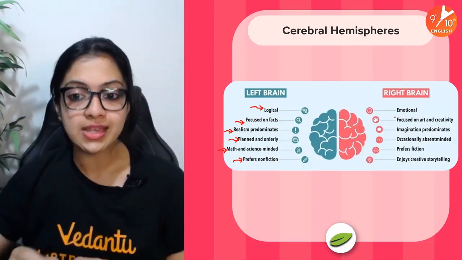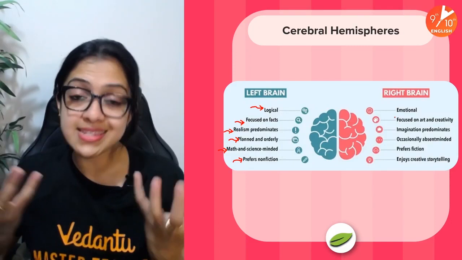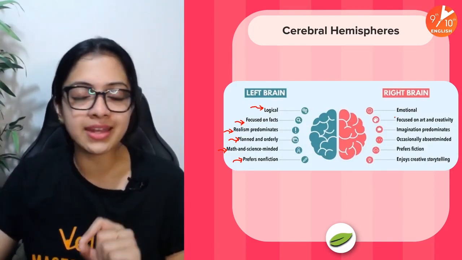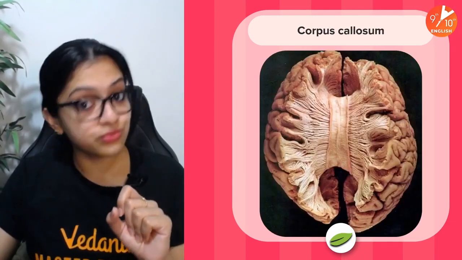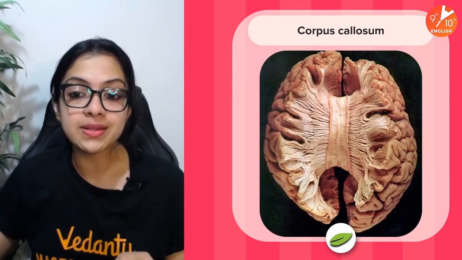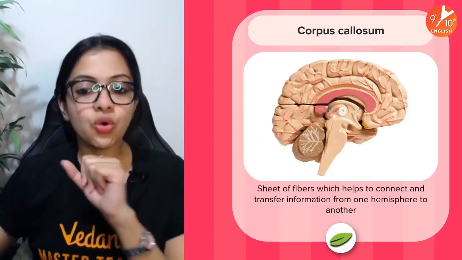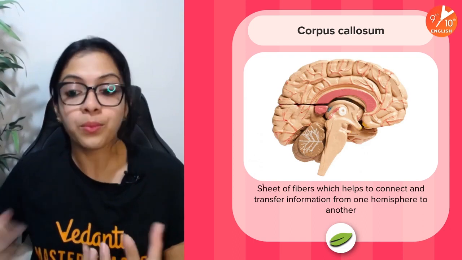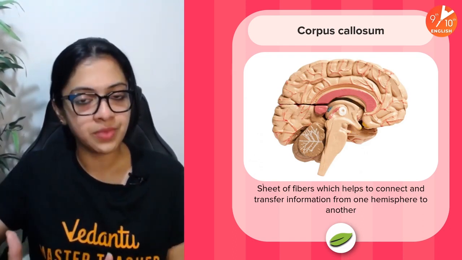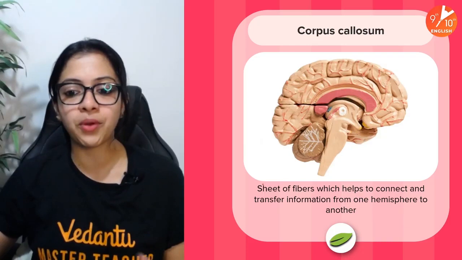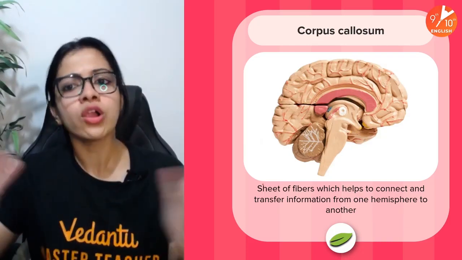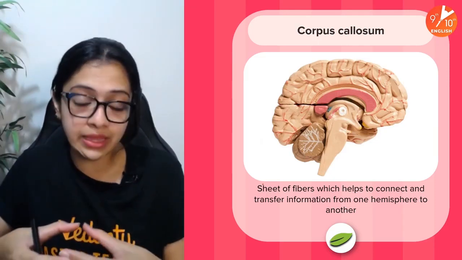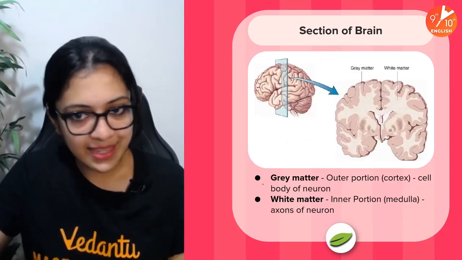Okay, so of course, for every human being, both of these are present, but they don't function independently. Let us remember that they are connected by a special set of fibers, which we call the corpus callosum. Okay, so here it is. Corpus callosum can be said to be the sheet of fibers which connect and transfer information from one hemisphere of your brain to another. So in all human beings, both the hemispheres basically work in unison with each other with the help of the corpus callosum.